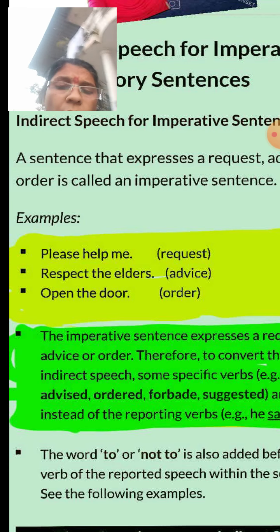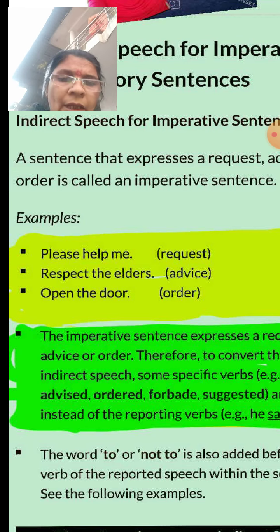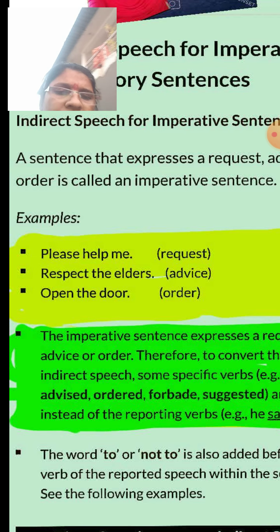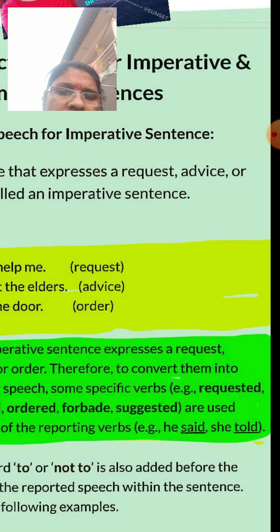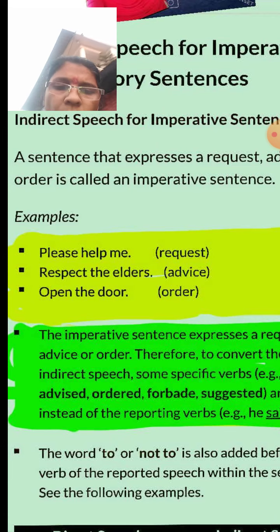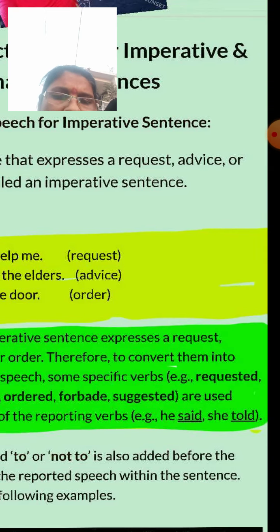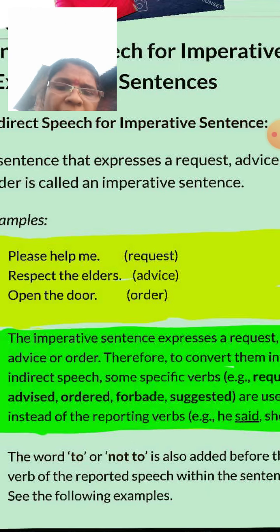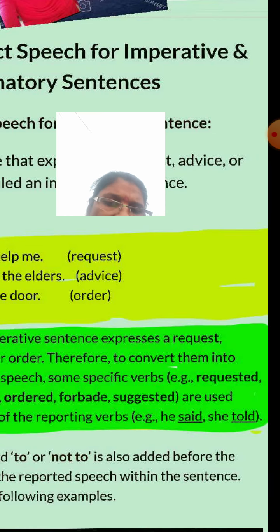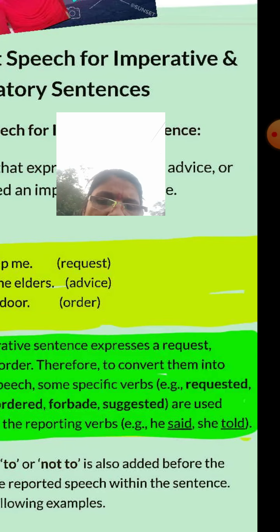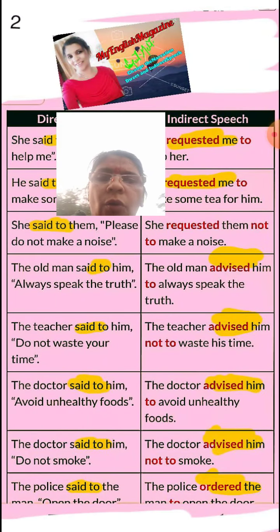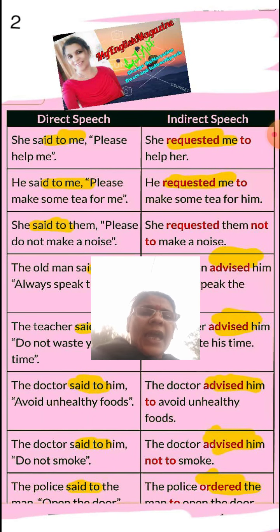instead of the reporting verb. Example, he said, she told. Now, the word to or not to is also added before the verb of the reported speech within the sentence. See the following examples. Direct speech, indirect speech. What is the difference between the both?